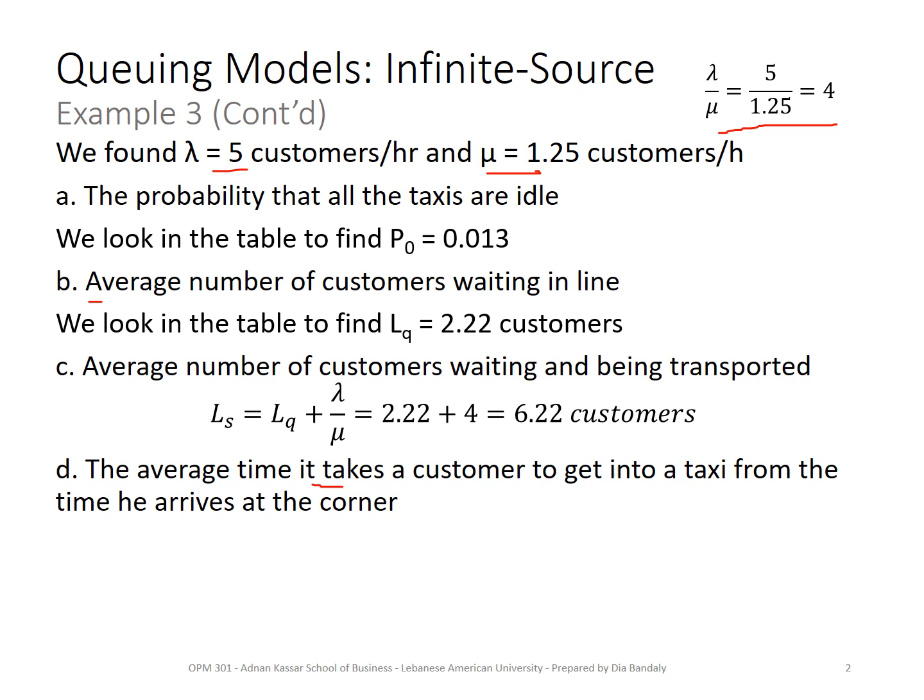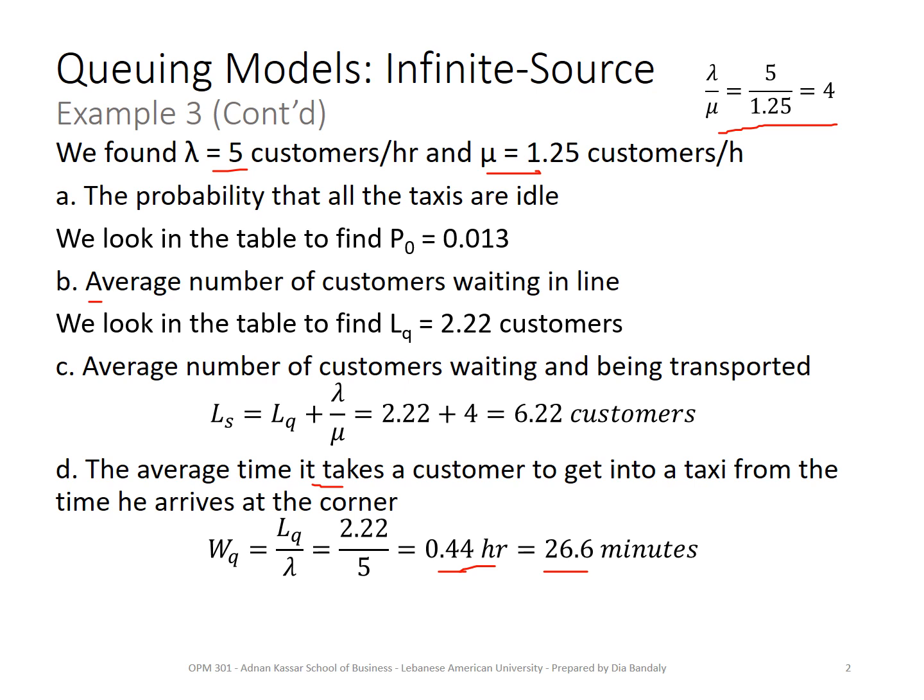Average time it takes a customer to get into a taxi from the time he arrives at the corner. What's that? So this is how much he waited in line, right? So that's WQ, which we know from the basic relationship to be equal to LQ over lambda. So that's 0.44 hours. You can leave it like that, or you can transform it to minutes. So that's almost 27 minutes.